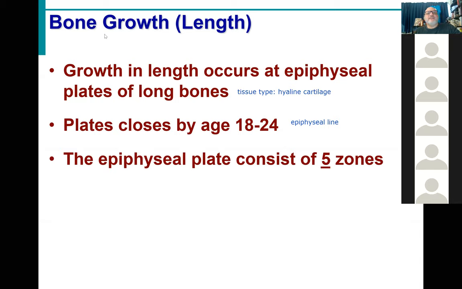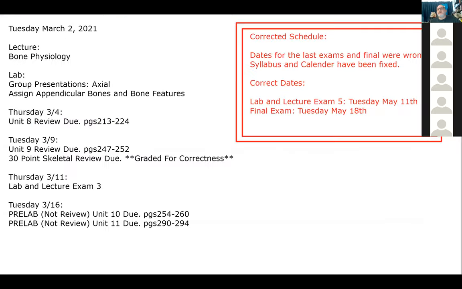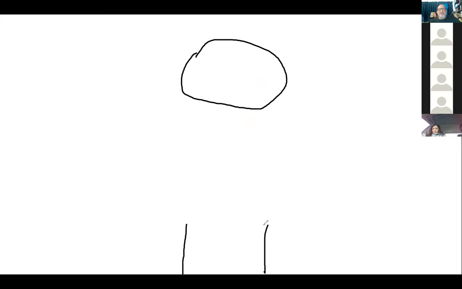So let's actually take a look at this. I want to use the whiteboard for this first because it always amuses me to do so. So we're going to look at an incredibly simplified version of a long bone, where we have the epiphysis up here at the top and then the diaphysis down here. And obviously not drawn to scale is the epiphyseal plate. So this whole thing here is that growth plate, that epiphyseal plate.